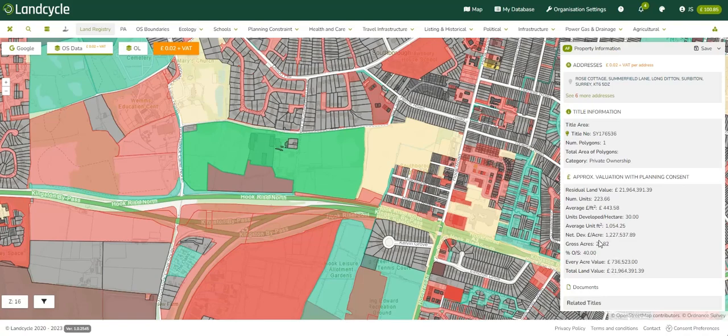We've allowed for open space being 40%, an average house size of just over 1,000 square feet, and a development density of 30 dwellings per hectare. When strategic house buyers or strategic land buyers look at strategic land, this information is very important to them. So we provide that instantly, at the click of a button, for any site over 10 acres.